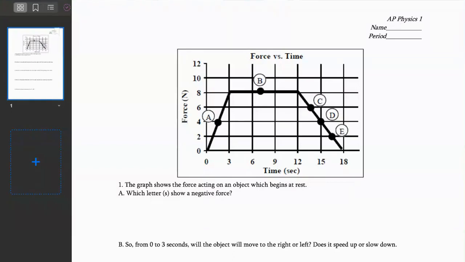This is an impulse warm-up. Our graph provided is a force versus time. The force is graphed from 0 to positive. There are no negative values in this graph. The graph shows that the force acting on an object begins at rest.